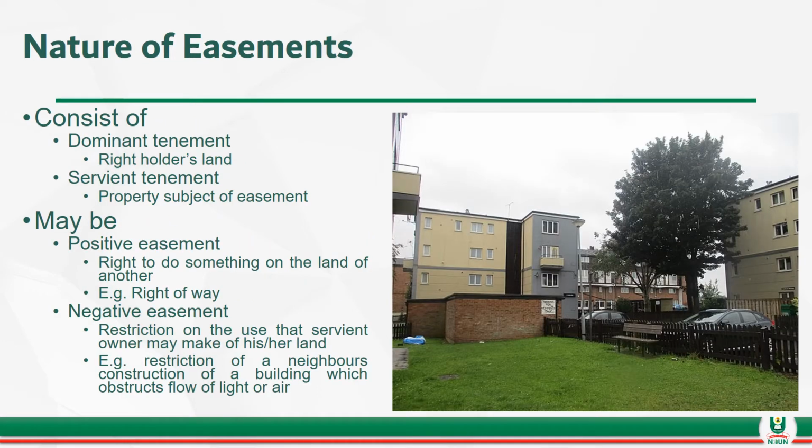If it is negative, it is a restriction on the use that the person granting the right, that's the servient owner, may make of his land. So, for instance, the owner of the next plot of land, the servient owner, has a right to build whatever he likes on his land. His building must not obstruct the flow of air or light to the dominant owner's land. So that will be a negative easement.